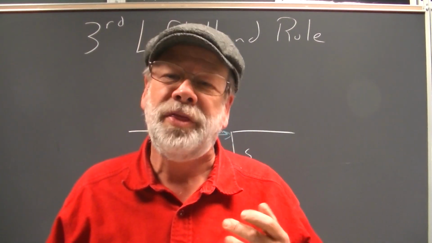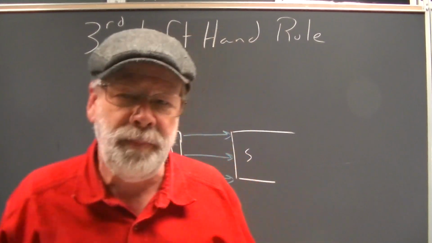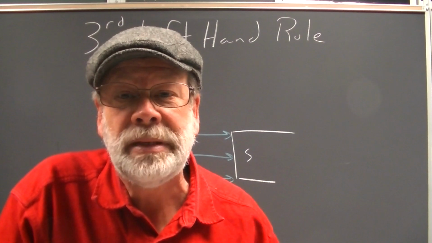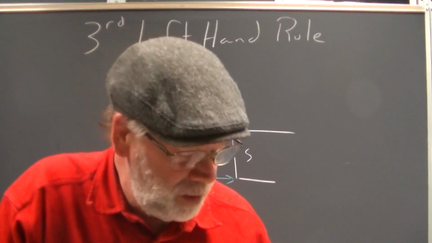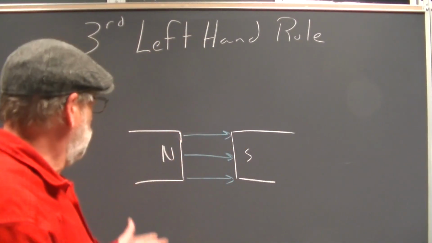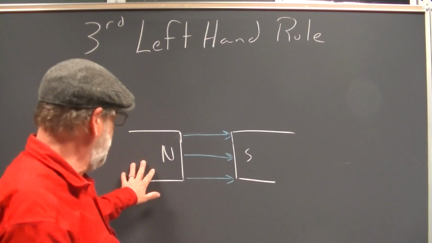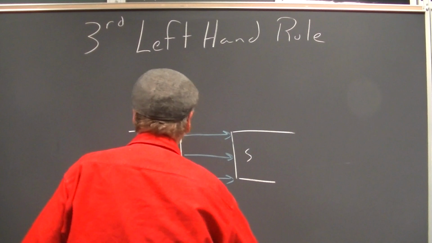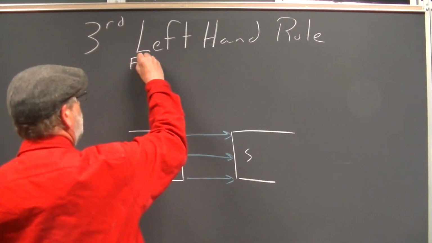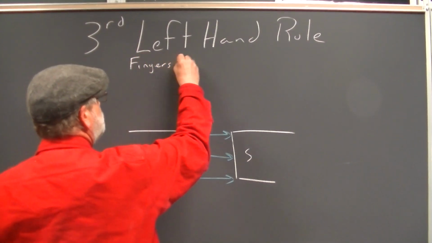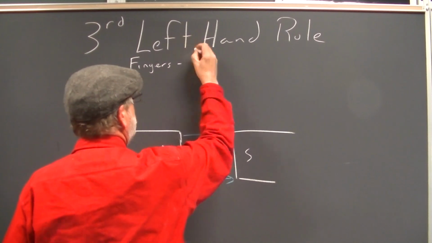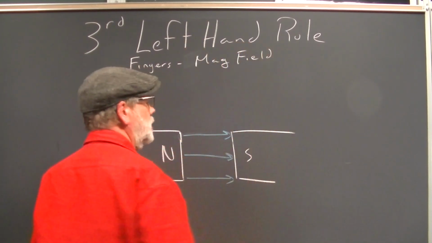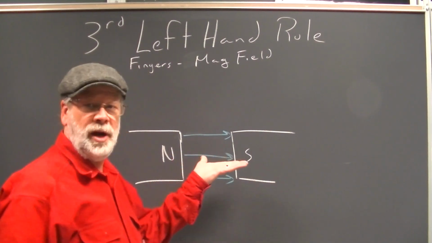First, let's cover the third left-hand rule. It's really very basic, but it's the hardest of the left-hand rules because instead of 2 variables, now we have 3 variables. So, third left-hand rule, we start with a magnetic field. So here we have one north to south. Third left-hand rule says, fingers in direction, we'll just say magnetic field. So fingers point in direction of magnetic field.